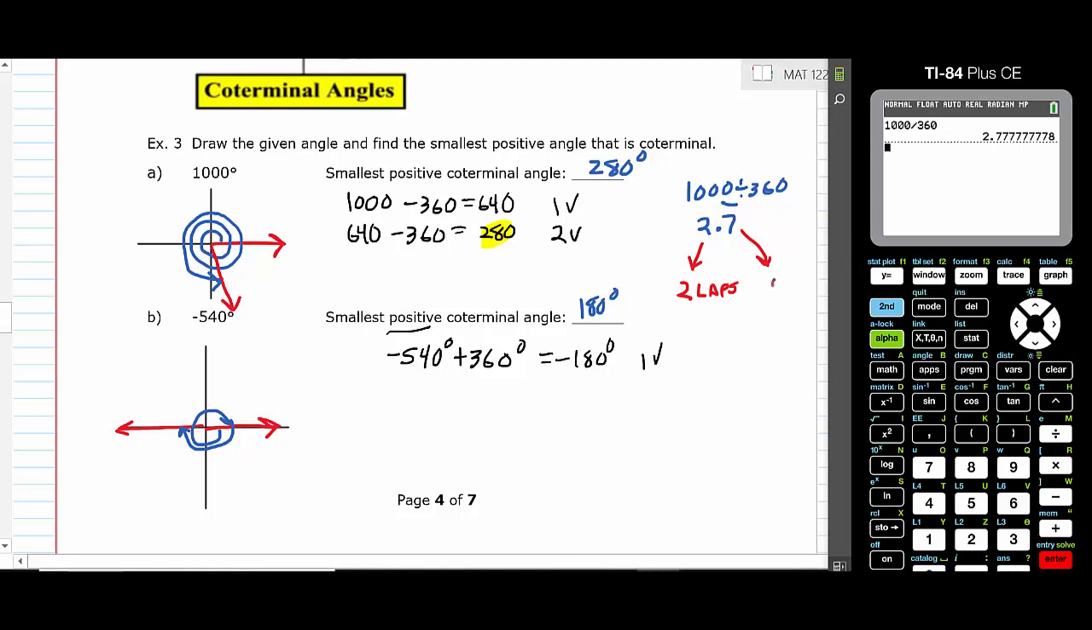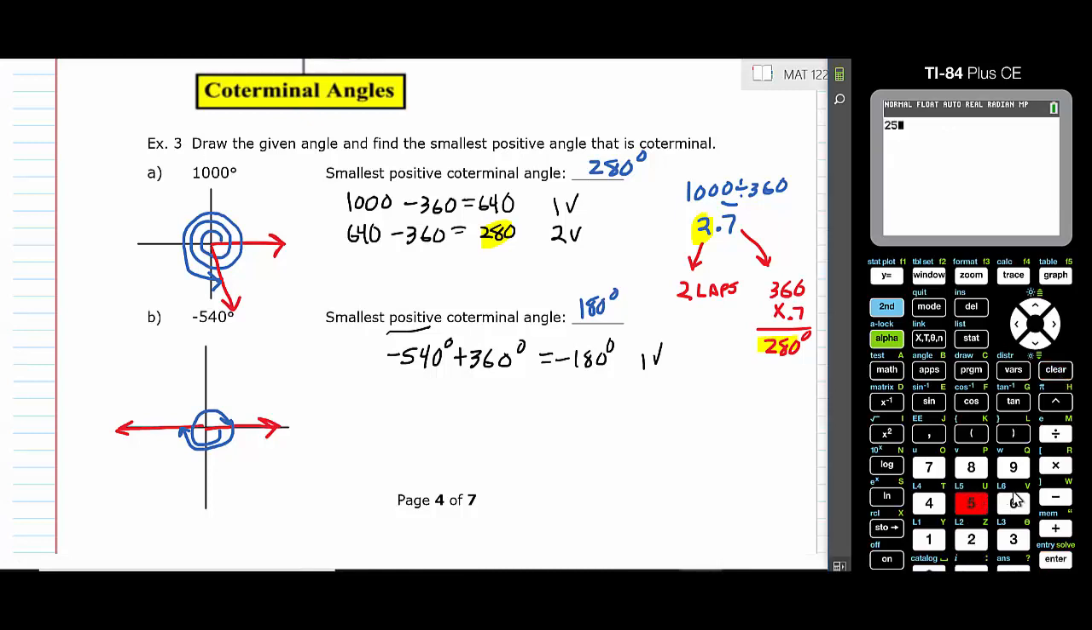So what I do is subtract 2, then I take that 0.7 and multiply it by 360 on my calculator, and that'll tell you what that leftover positive angle is. That gives you 280 degrees. So this tells you the 2 laps, and then I've got the 280 more. So that's a real easy way to do that. I'll do the same thing. Here's another thing you could do like this.